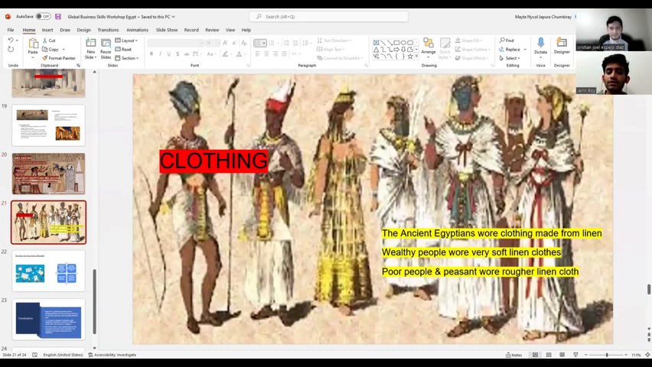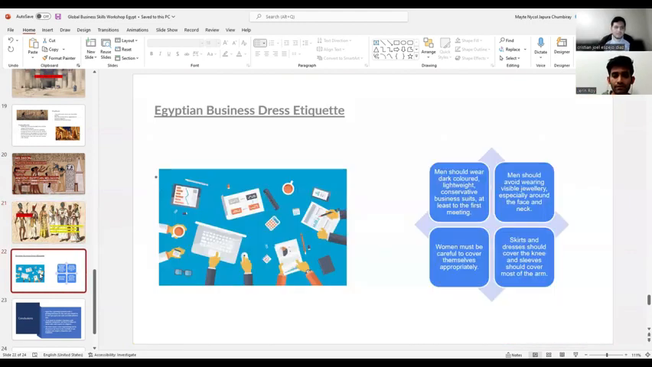Clothing. The ancient Egyptians wore cloth made from linen, and wealthy people wore very soft linen cloth, and poor people and peasants wore rough linen cloth. Okay, next slide.